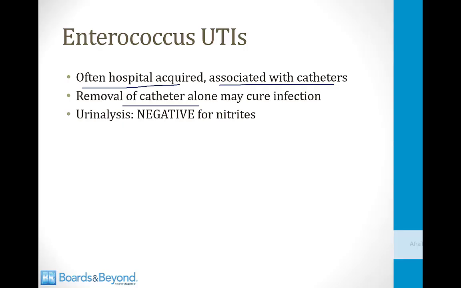And one high-yield thing to remember about Enterococcus is that it is one of the two bacteria that cause UTIs that will be negative for nitrites. So most bacteria that cause UTIs, especially E. coli, produce nitrites, and you can detect this on a urinalysis. The two that do not produce nitrites are Enterococcus and Staph saprophyticus. So if you see a board question where it looks like a UTI with white cells and bacteria in the urine, but it's negative for nitrites, this is one of the bacteria you should think of.